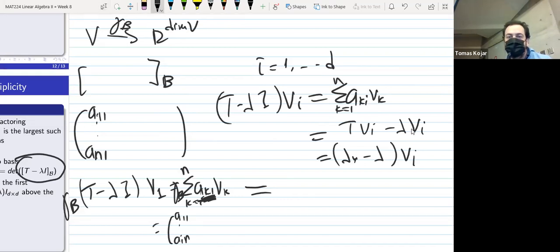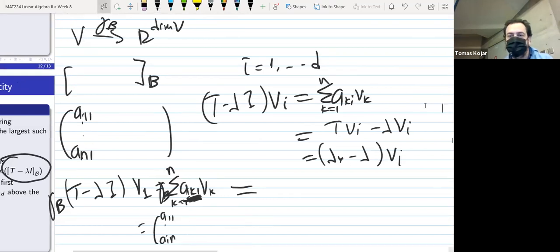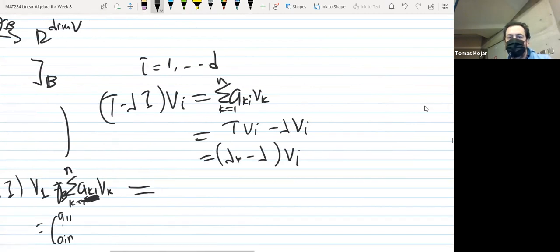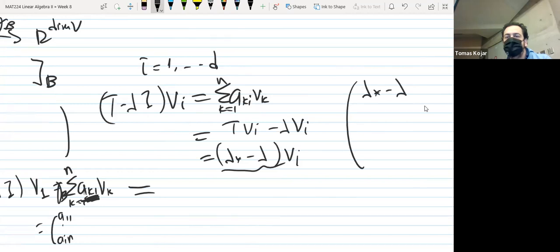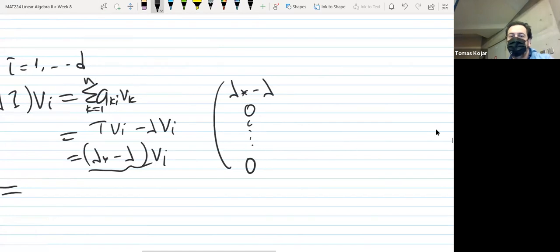So going back to our matrix, if you take the coordinates with respect to B of this, you just extract this guy. So you have lambda star minus lambda, 0, 0, 0, 0, 0. Like for the V1 case. Then V2 case, what do you think? I just want to see if you understood. No, like what would be the second column? Okay, I just want to see if we go forward.